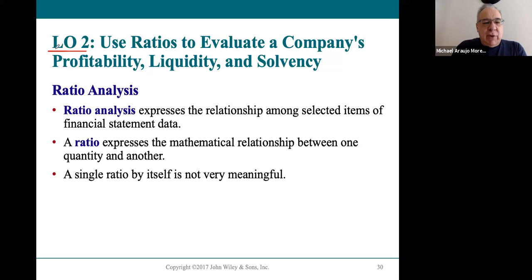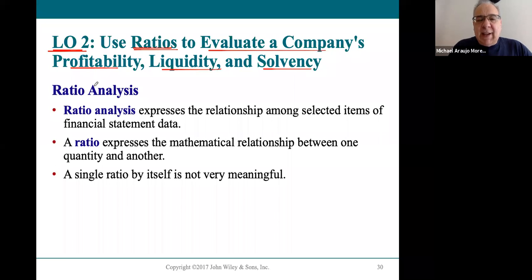So learning objective two in this chapter basically introduces you to a few ratios. Ratios are used to financially evaluate a company's health, right? And so you're going to be learning a few common ones here that we use pretty frequently regarding the profitability of the company, whether the company has adequate liquidity, and whether it's going to be solvent for the long term.